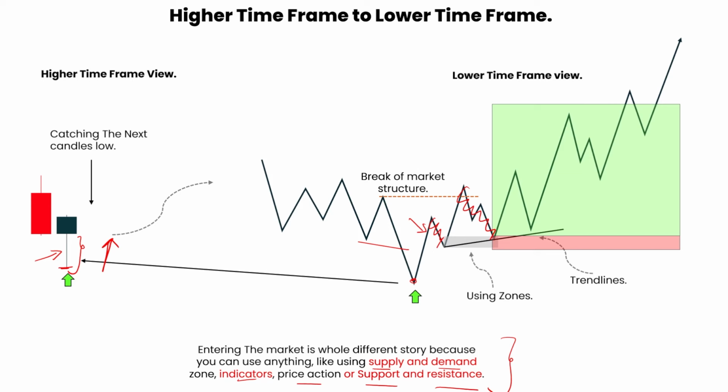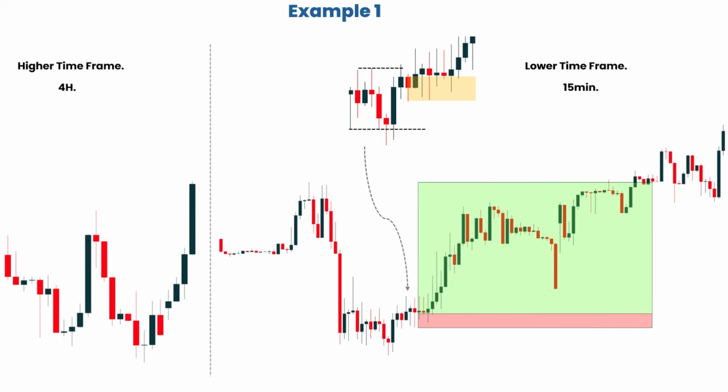So let's move on to example 1 so that I can show you in detail how the market behaves using this candlestick pattern only. This is the 4 hours time frame. This is the 50 minutes time frame. This is your higher time frame. This one is your lower time frame.